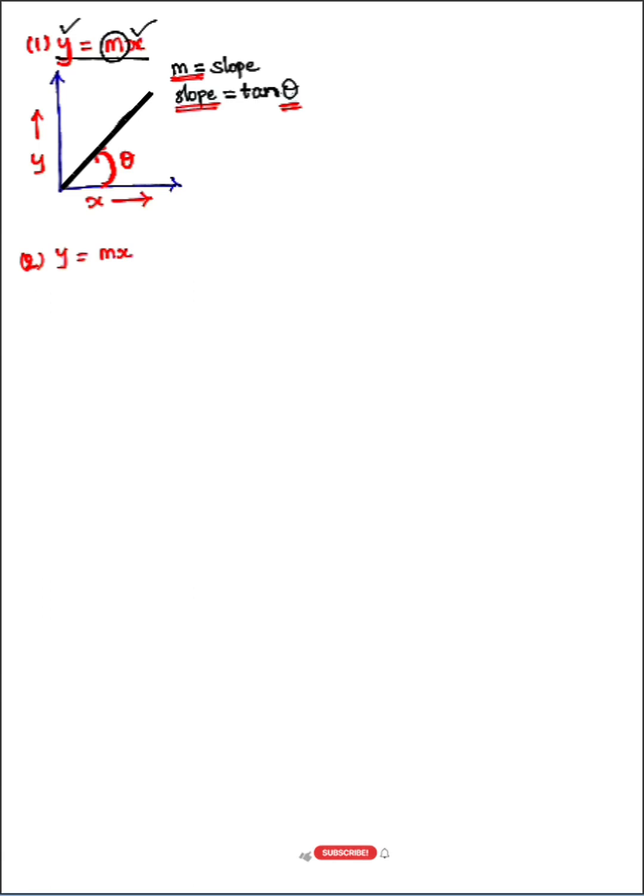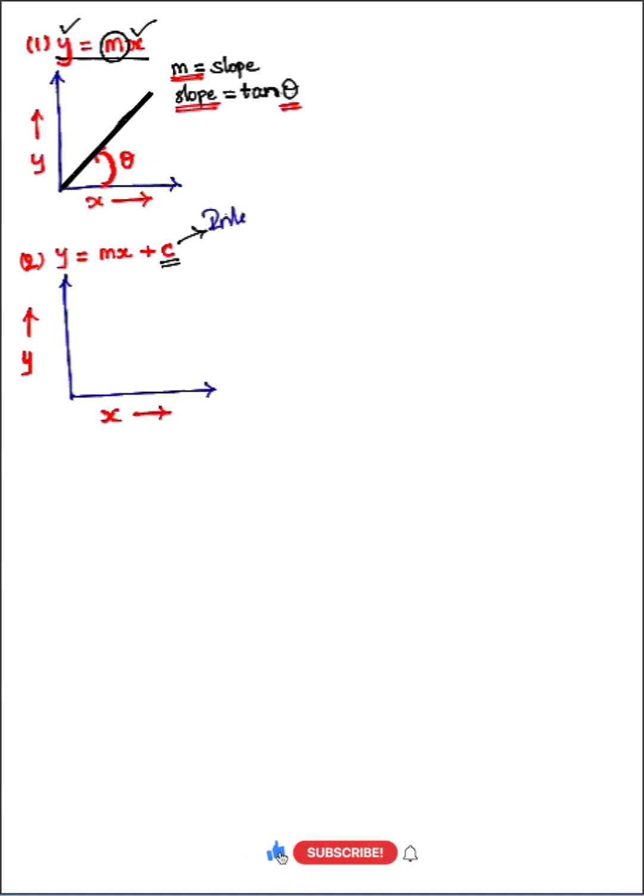Now let us see the second equation, that is y equals mx plus c. Here I am going to make a curve between the y-axis and x-axis for the equation y equals mx plus c. This c is what I call the intercept here, and y equals mx plus c is again going to be a straight line, but the straight line won't be passing through the origin. It cannot be passing through the origin.